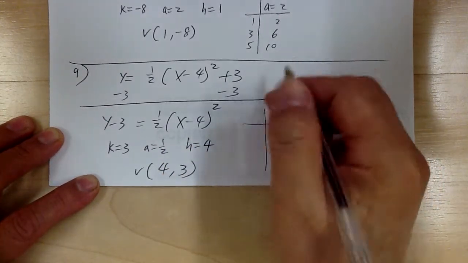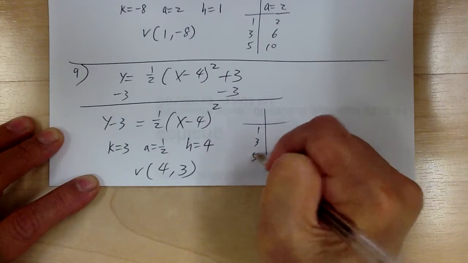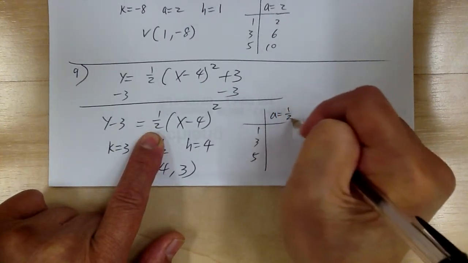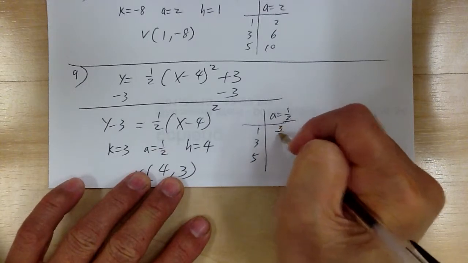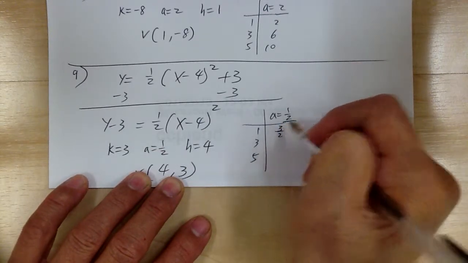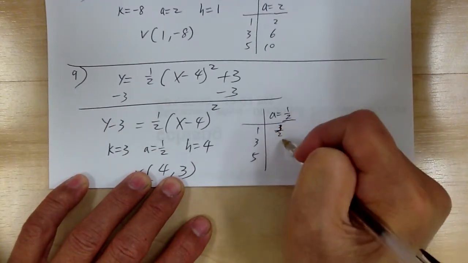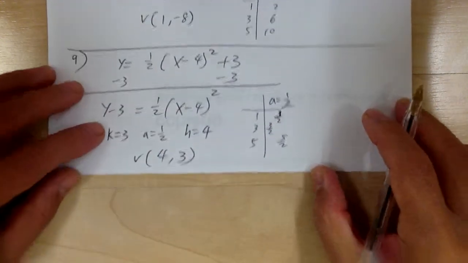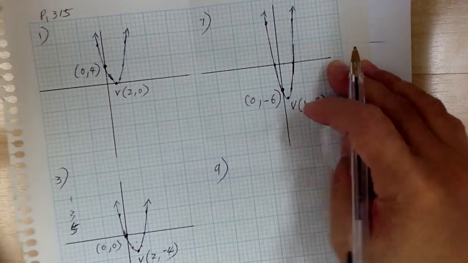And the table, you got 1, 3, 5. So the a equal to 1/2, so it'd be 1 over 2, and then you got 3 over 2 and 5 over 2. So let's go and sketch.